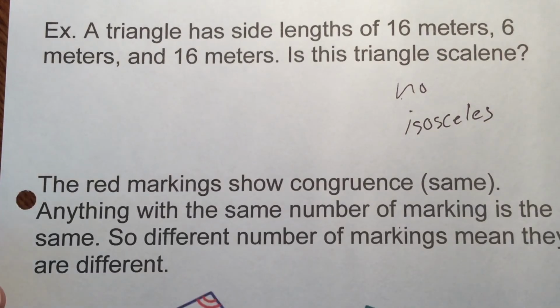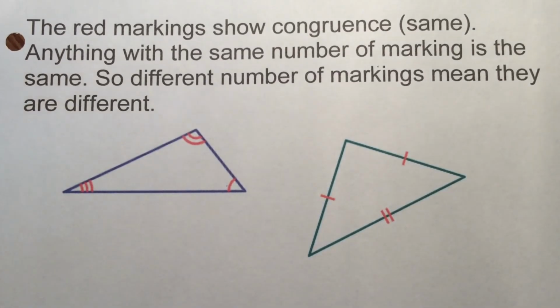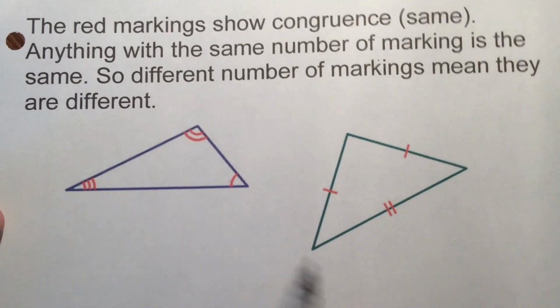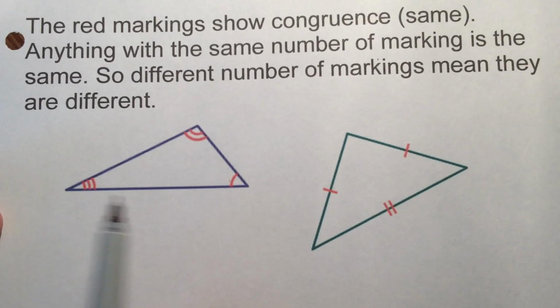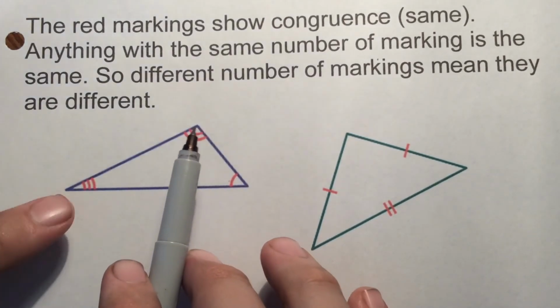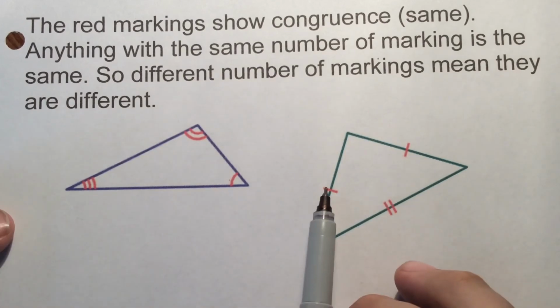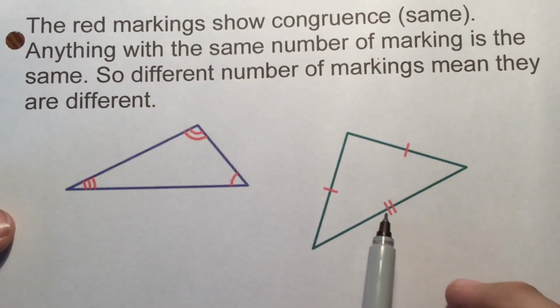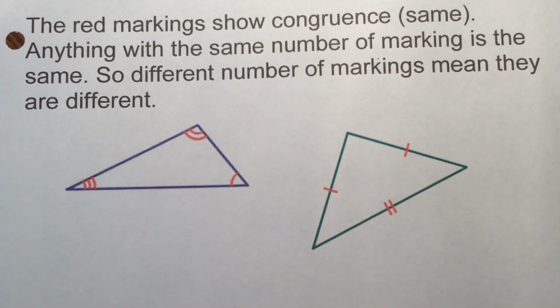I kind of mentioned it before, but I just want to hit it again here. These red markings just mean that those are the same size, so they're all going to be congruent. Here we have 3, here we have 2, here we have 1, so that means all these angles are different. If any of those had shared, like if this had been 2 and this had been 2, then those two would have been the same. Anything with the same number of markings means that they are the same. Different number of markings means they're different. Here we have a single and a single, so those two are the same. Here's a double, so this one's different. So two being the same would make this isosceles. That's kind of what you're doing.